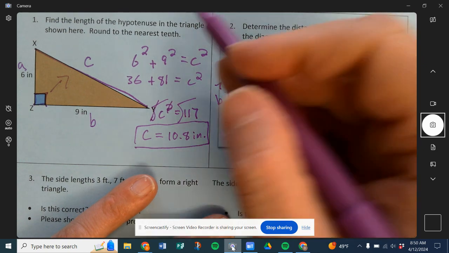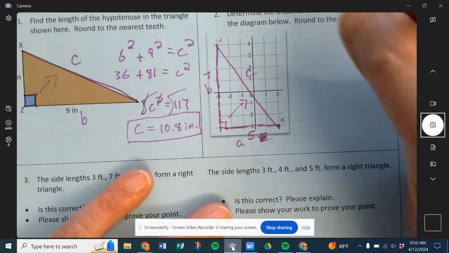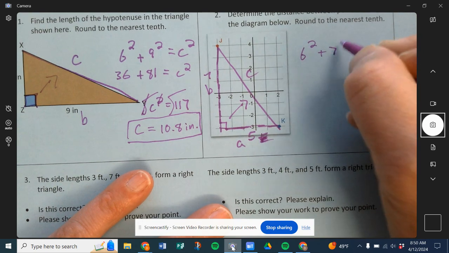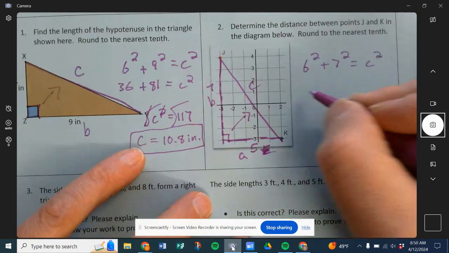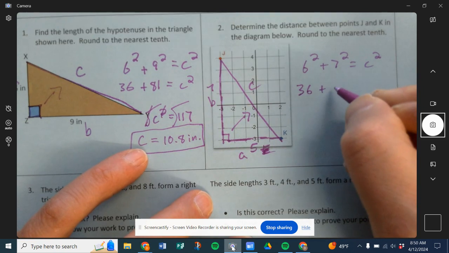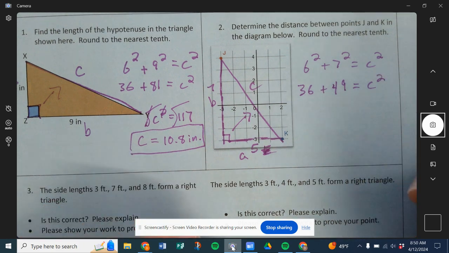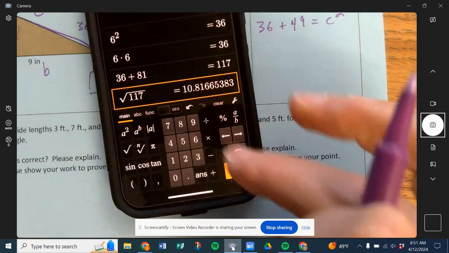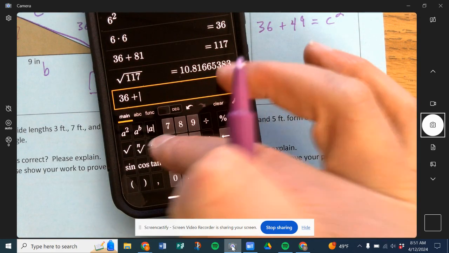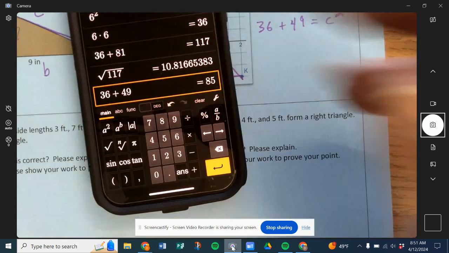So when I put it into the Pythagorean theorem, it's going to be 6 squared plus 7 squared equals C squared. I already know that 6 squared is 36, so I don't have to do that math again. 7 times 7 is 49, not 14. Then again, just add these together. Use the calculator. 36 plus 49 gets you to 85.